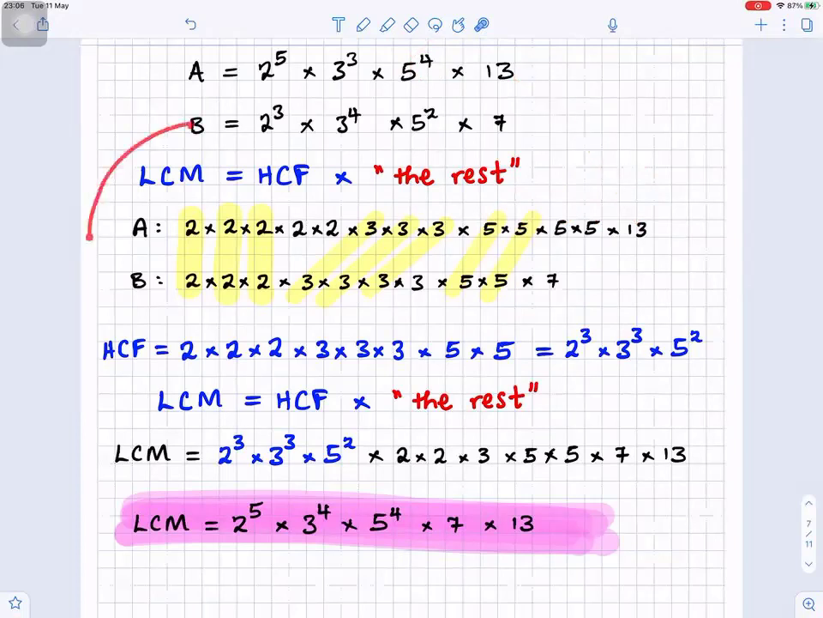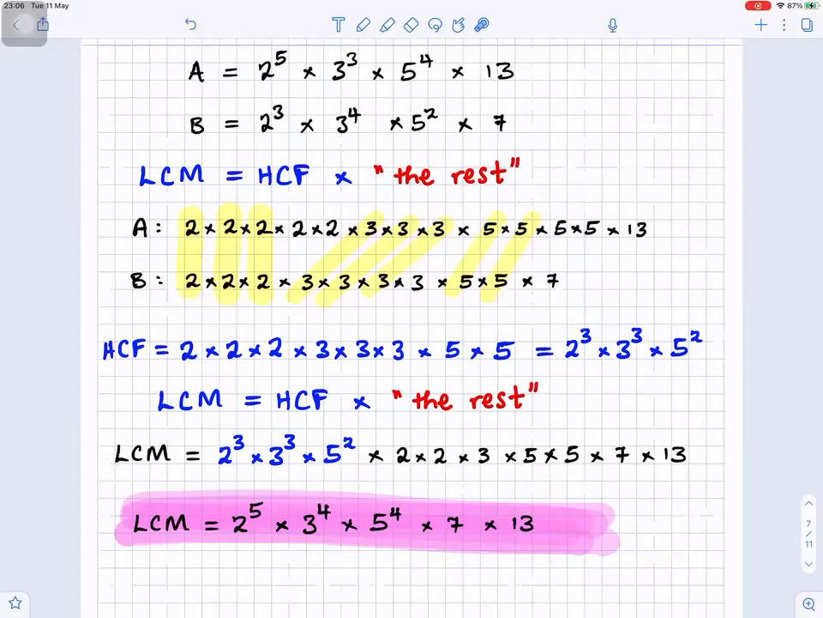You go to B. There's 3. 1, 2, 3. There's 4. 1, 2, 3, 4. There's 2. 1, 2. And there's the 7. Now you find the HCF first.